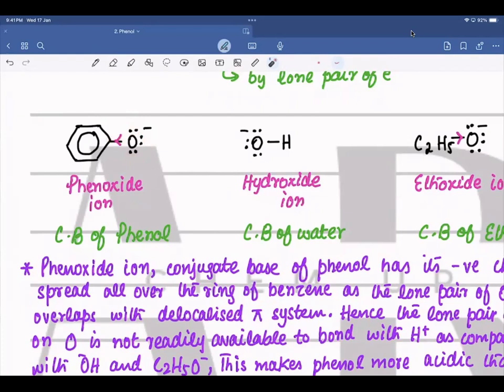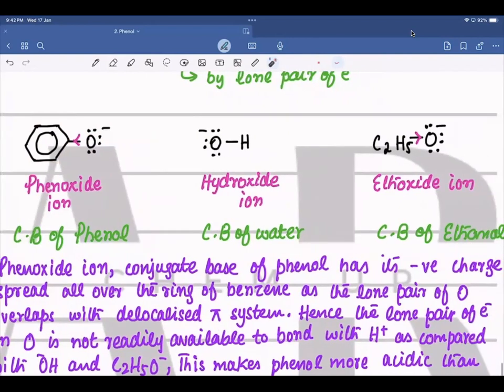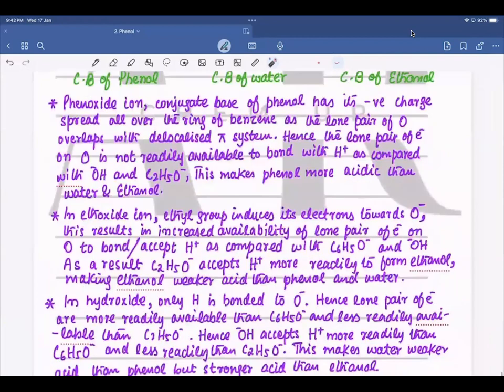Sir, it's getting the electrons from the delocalized benzene, right? The benzene ring is actually getting the electron from the oxygen. As a result, one of the lone pairs of the oxygen also gets involved in the delocalization. Okay, so on oxygen there will be less. Yes, in phenoxide, the lone pair availability will be less on oxygen. And in ethoxide ion, the lone pair availability will be more. And here it's intermediate in hydroxide. Okay, sir. That's what is explained over here.